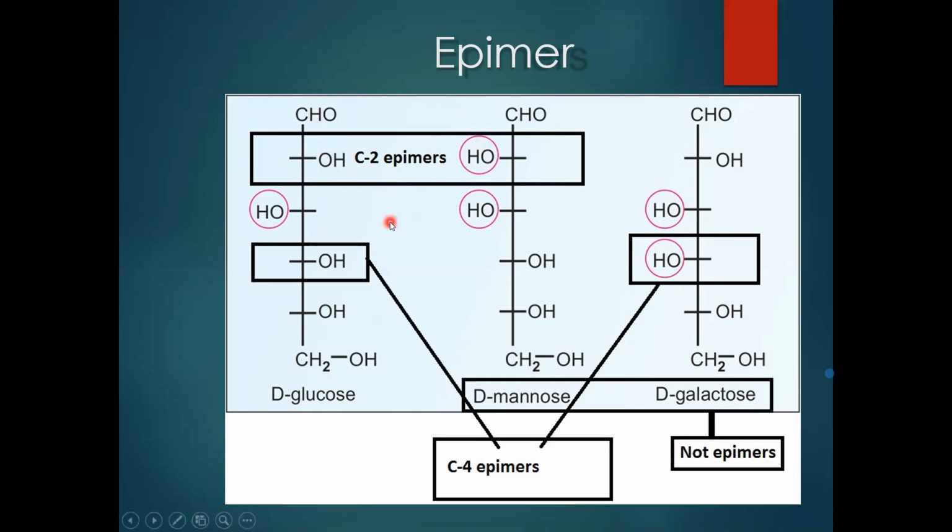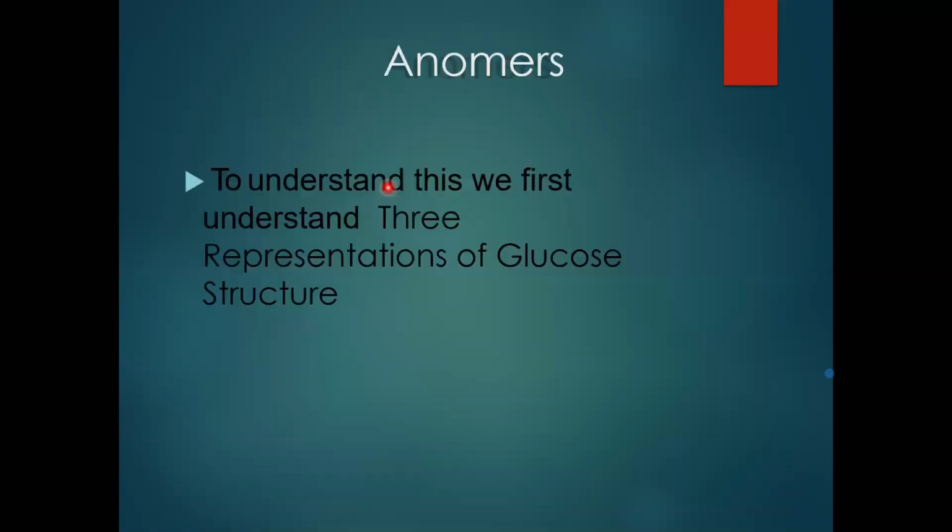Similarly, from glucose, if at the C4 position we change the OH position from right to left, we get a completely different compound, which is D-galactose. So, this is a C4 epimer. So, mannose is a C2 epimer, whereas galactose is a C4 epimer of glucose.